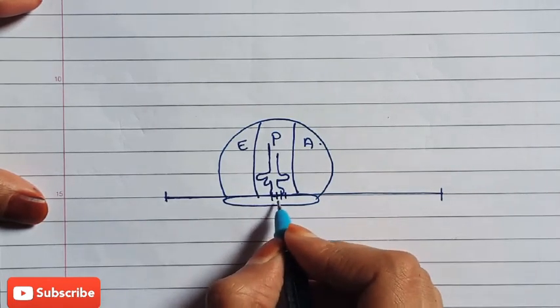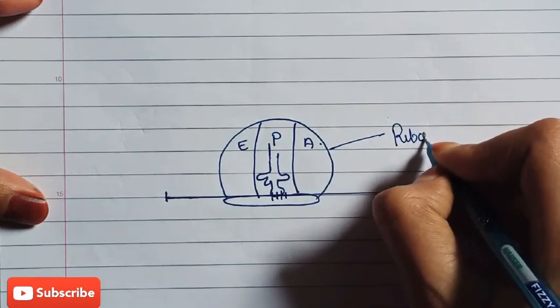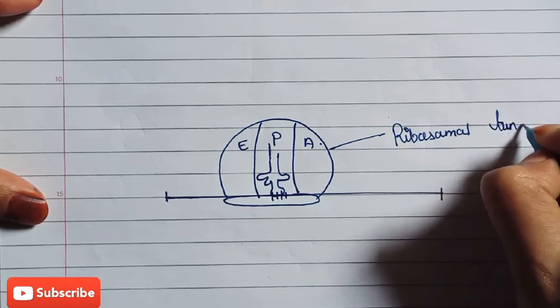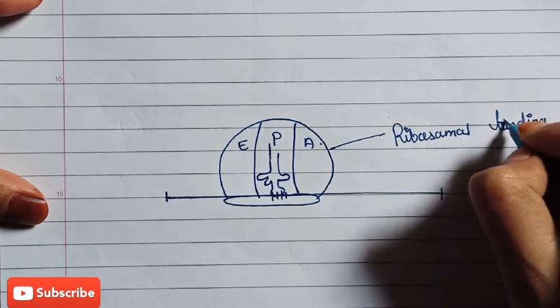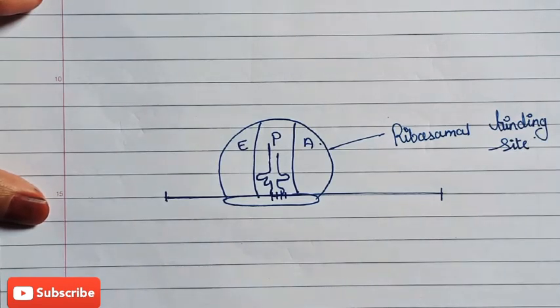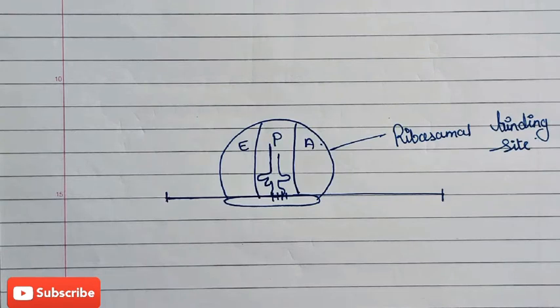So it is known as the ribosomal binding site. Okay. Now we have seen the acceptor stem, D-loop or D-stem, DHU stem, as well as the anticodon loop of tRNA and the T-psi-C loop of tRNA.